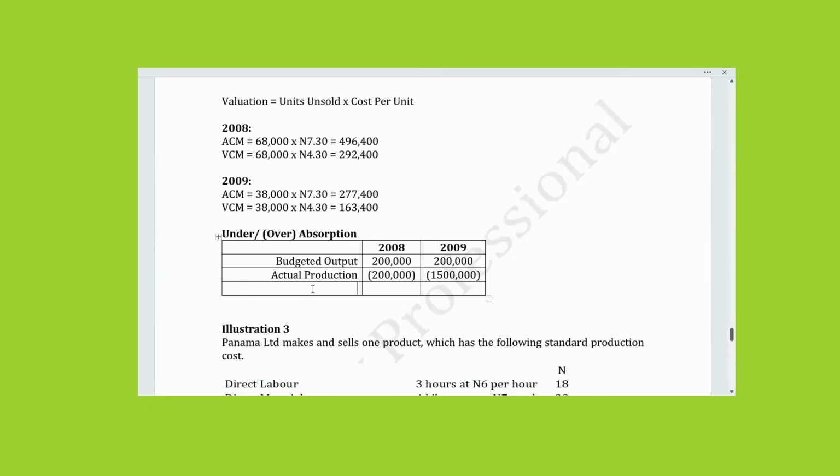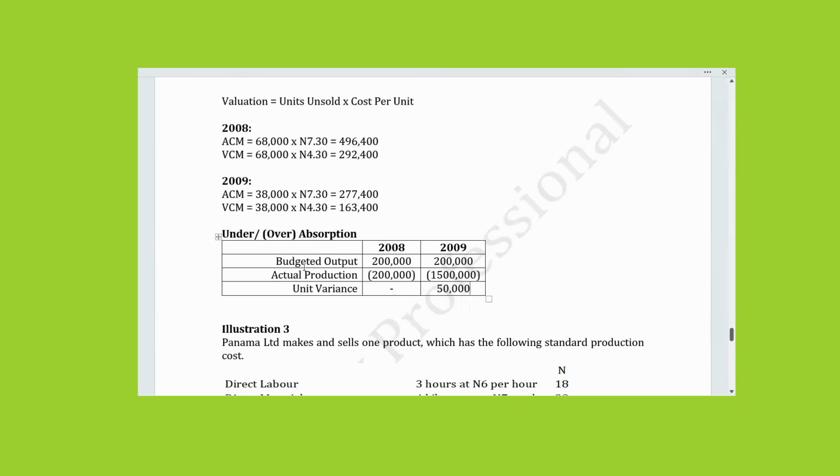So what's the difference? This will be the unit variance. All right. So in 2008, the overhead is rightly or appropriately absorbed. The unit budgeted for is what is absorbed to a product. So it's the same thing, no issue. But in 2009, that's a difference of 50,000, right? Unit variance in 2009 is 50,000.